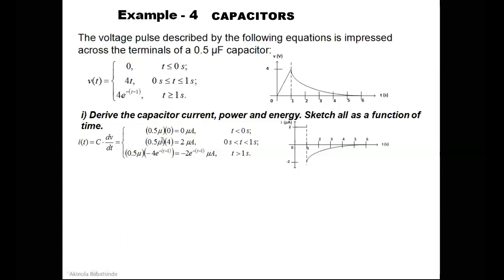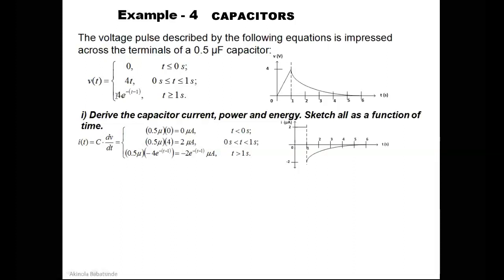Also, we go for when our v of t is 40t. When v of t is 40t, what is going to be the current? Current is going to be C, which is 0.5, multiplied by dv/dt. If you differentiate 40t with respect to t, it will give you 40. So 0.5 microfarad multiplied by 40 will give us 20 microamperes. Can you see that here?